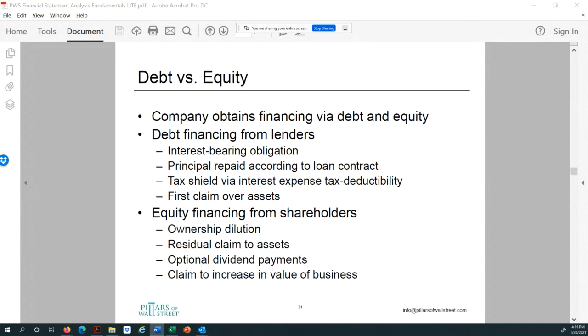So debt is basically a senior claim over equity in the capital structure. It's a senior claim. Equity is junior, debt is senior. Think of it that way. Debt is obtained from lenders, whereas equity financing is obtained from shareholders.